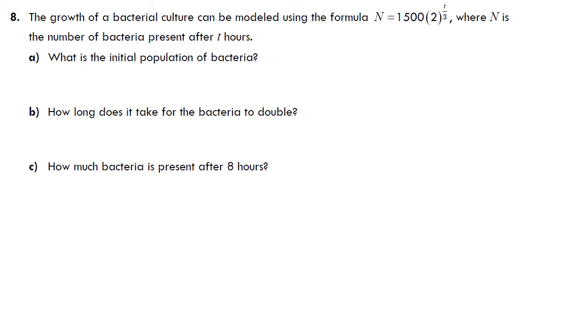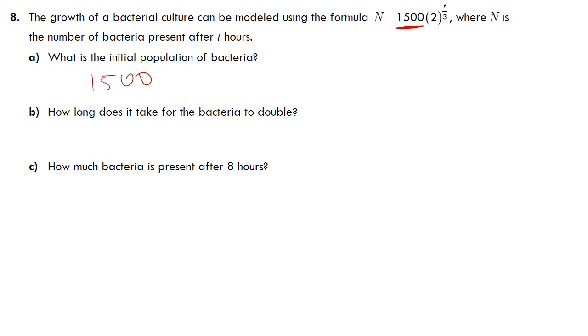Our next question. Number 8. The growth of a bacterial culture can be modeled using this formula, where n is the number of bacteria after t hours. What is the initial population? So this is just you understanding how the equations are modeled or how they're put together. So initial means starting population. And if we go back to our modeling equations lessons, this number right here is always the starting value. So what is the initial population? 1,500.